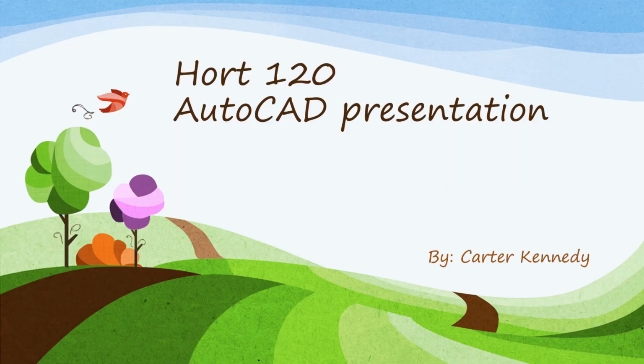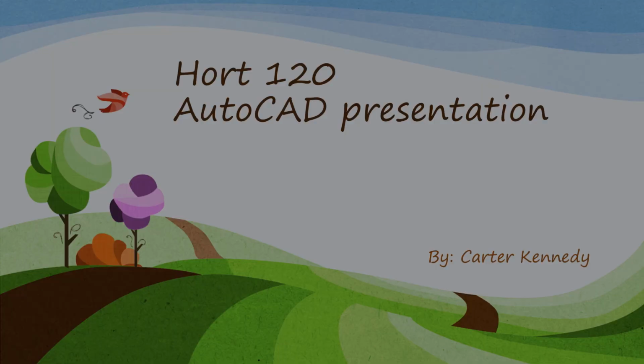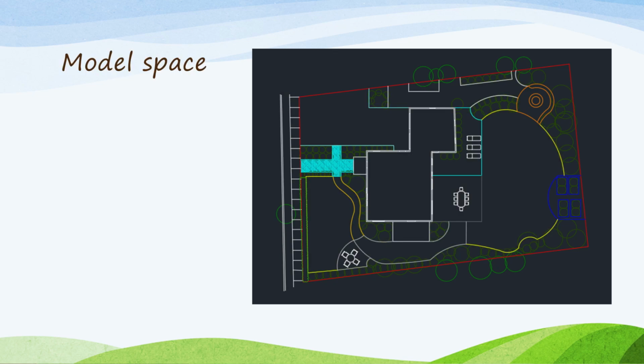I'll be giving an overview on how I used the AutoCAD software in my Horticulture 120 class. The project was based on recreating a drawing of a landscape design given to us by our professor. We started off the project in Model Space, which is the tab in AutoCAD used to design your project.